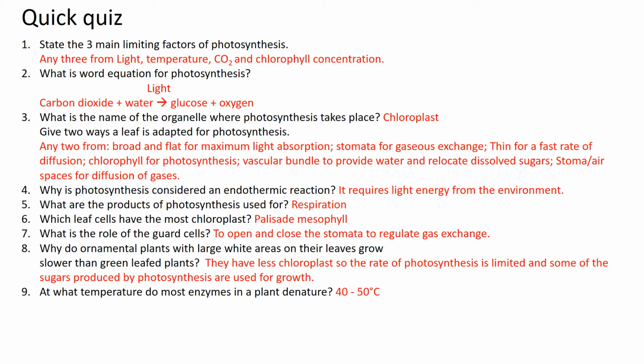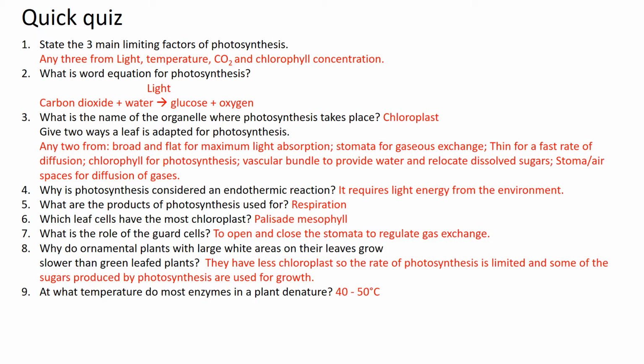Which leaf cells have the most chloroplasts? Palisade mesophyll. Bit of a mouthful, but put mesophyll, though ideally we want to be saying palisade mesophyll. They're nice little rigid ones that are lined up like a brick wall across the top half of the leaf. What is the role of the guard cells? Now, our guard cells are those little sausage-shaped cells, and they can open and close depending on how turgid they are.